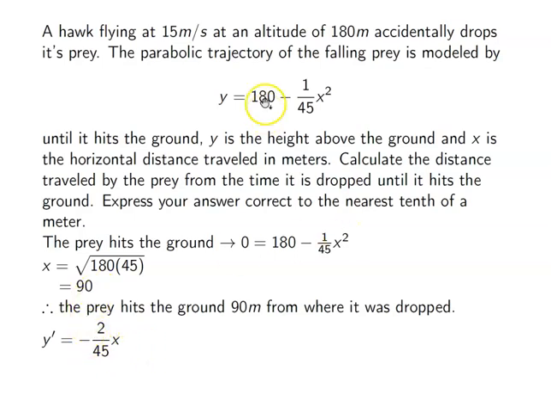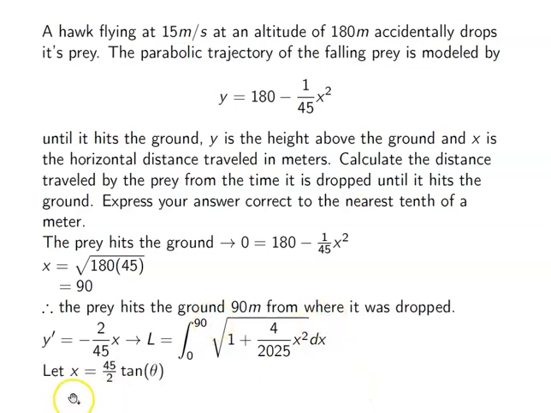So I'm going to take my y function, find its derivative, and then I have to square it. So I'm going to have this 4 over 2025 x squared. I'm going to add that to 1 and take the square root from 0 to 90, because it's dropped at x equals 0, and it travels until it hits the ground, which is 90 meters away. So we can make a substitution here.